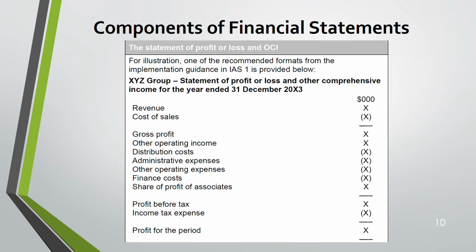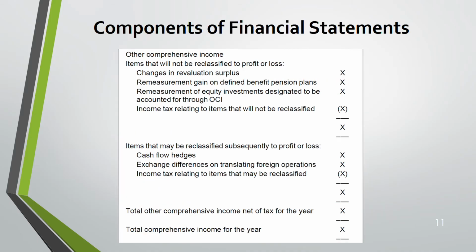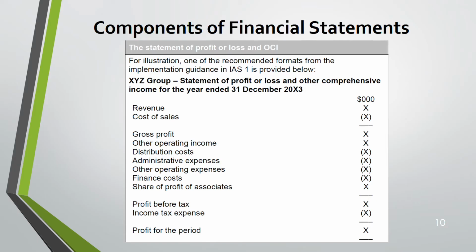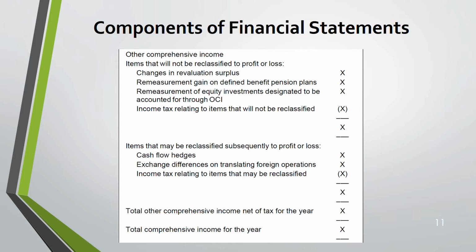Then we have profit before tax, deduct income tax, and profit for the period. Okay, the next two slides are the continuation of this, because I don't have space to put everything in one. So after profit for the period comes the next line, that is other comprehensive income. Your profit will always be first, and OCI will be down after the profit figure.